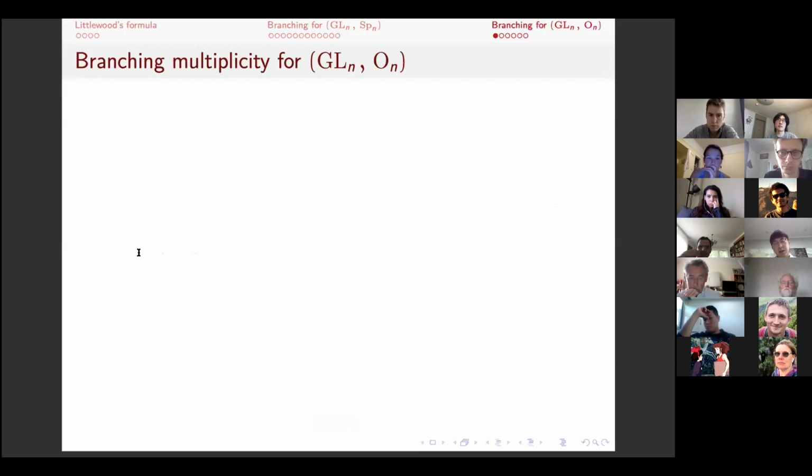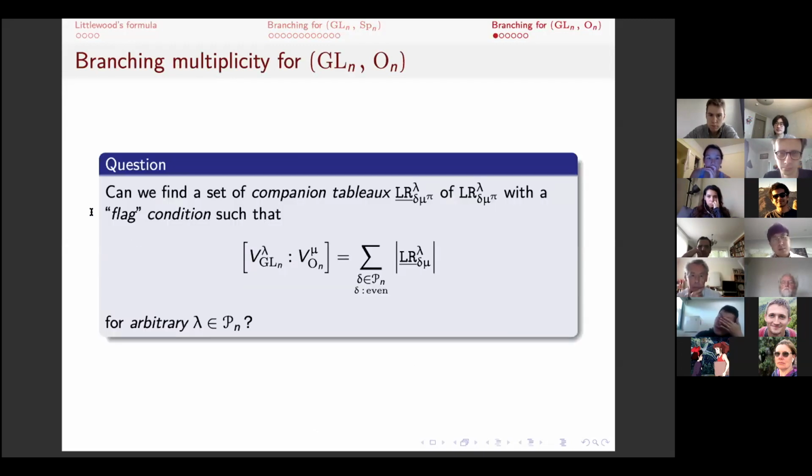Then our main question is obvious. That is, our main question is: can we find a set of companion tableaux with a flag condition such that the branch multiplicity can be described as a subtraction-free sum in terms of these companion tableaux with flag condition for arbitrary lambda?